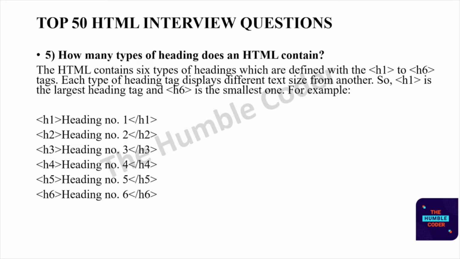How many types of heading does an HTML contain? The HTML contains 6 types of headings which are defined with H1 tag to H6 tags. Each type of heading tag displays a different size from another. So H1 is the largest heading tag and H6 is the smallest one. For example, H1 displays the largest heading, whereas H6 displays the smallest heading, and all the headings in between are the intermediate headings. So this is what headings in HTML mean. Let's move on to the next question now.